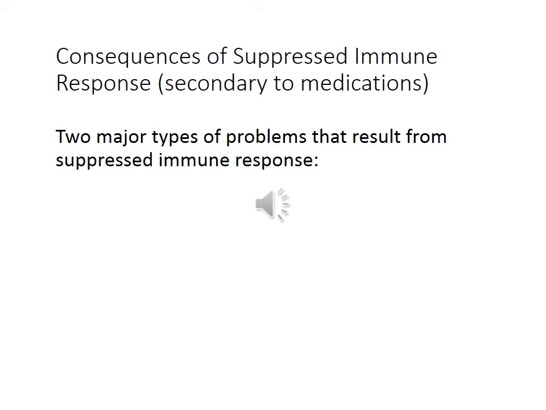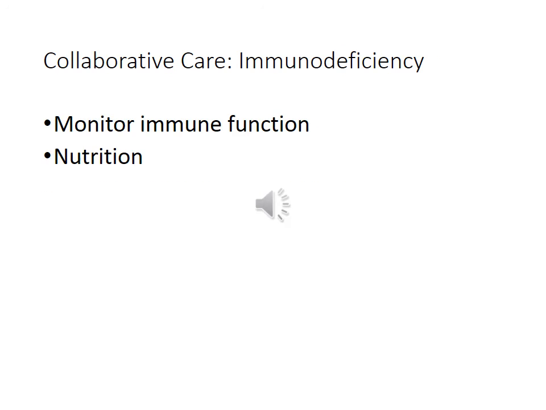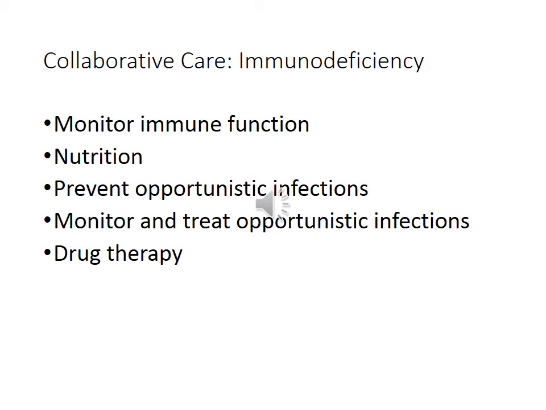Consequences of suppressed immune response, secondary to medications: 2 major types of problems that result from suppressed immune response are infection and cancer. So, collaborative care for immunodeficiency, you want to monitor their immune function, watch their nutrition, prevent opportunistic infections, monitor and treat any opportunistic infections they get, and then drug therapy.